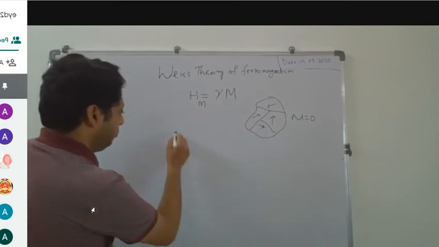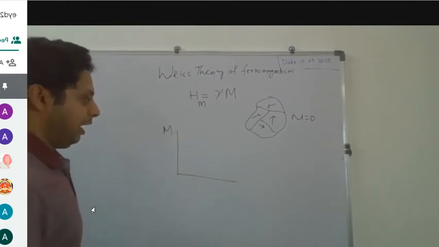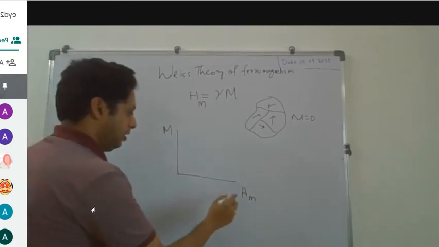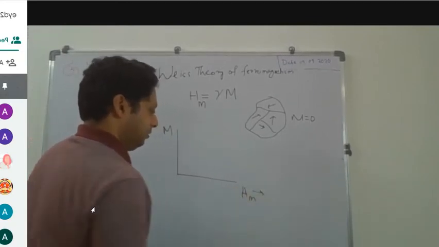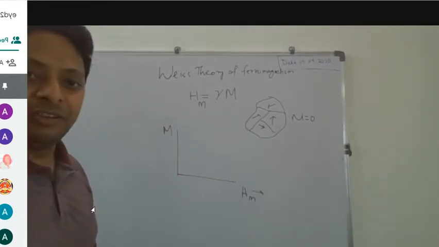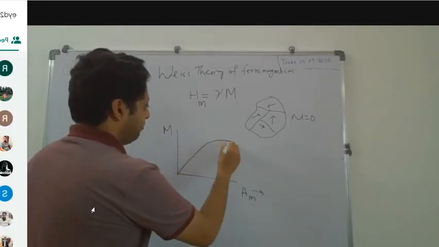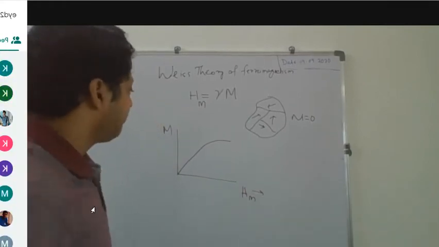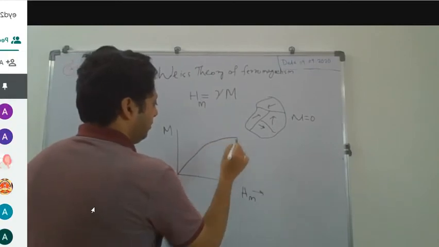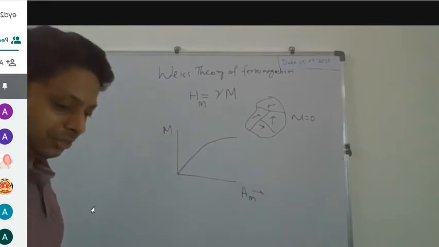Now let's say we plot M on the y-axis against the molecular field, Hm, on the x-axis. From Langevin's theory, magnetization as a function of field at a constant temperature will be something like this, right? It will be increasing with the magnetic field. As the field increases, magnetization increases.